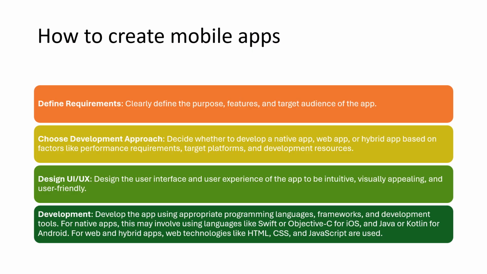So as for creating mobile apps, we have to go over a certain procedure. It's the same as any other software development or any other project. You have to define the requirements, clearly define the purpose, features, and target: what the app should do, what technology should be used, and what the customer wants. Then choose the development approach. Decide whether the app is a native app, web app, or a hybrid app, considering factors like performance requirements, target requirements, and development resources. These have to be decided upfront so that you select the correct technology for that specific purpose.